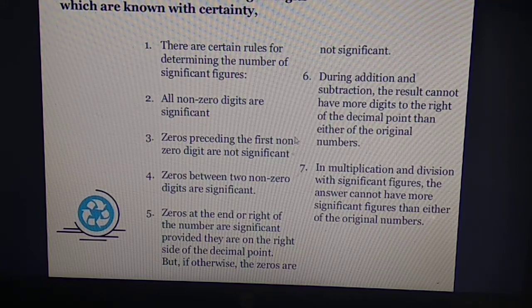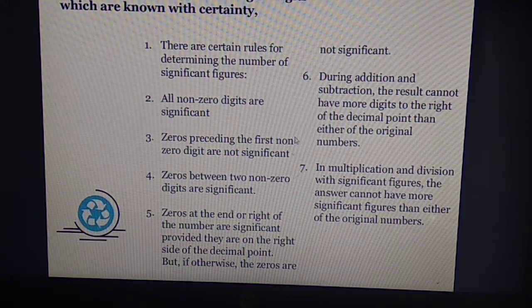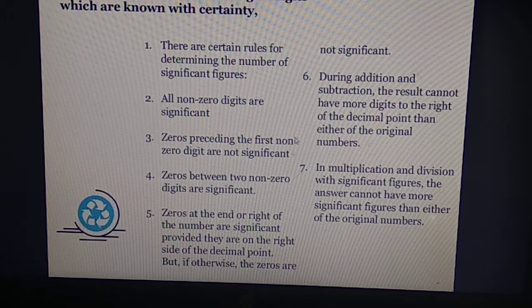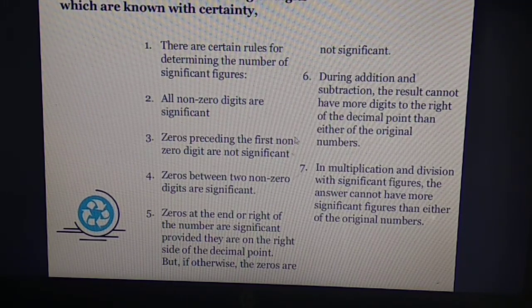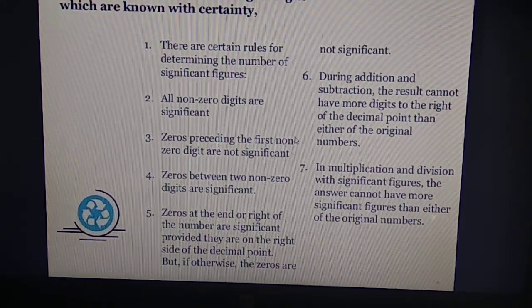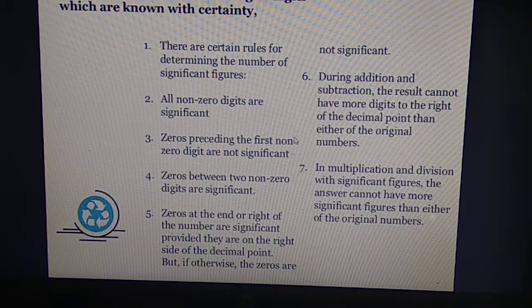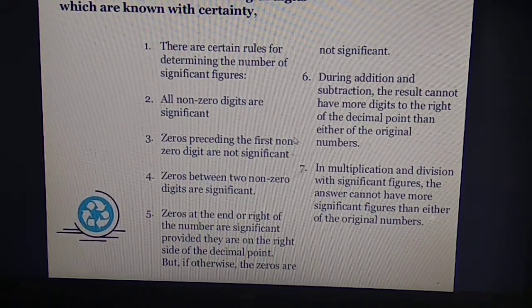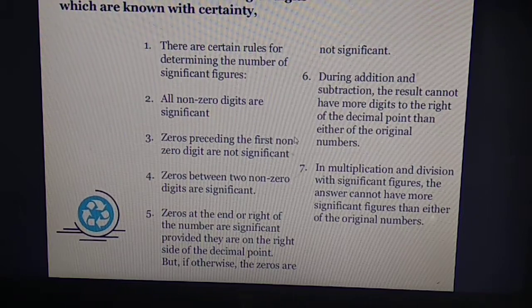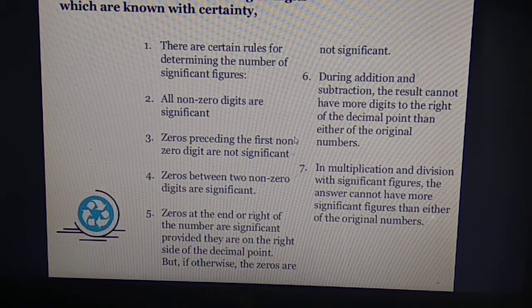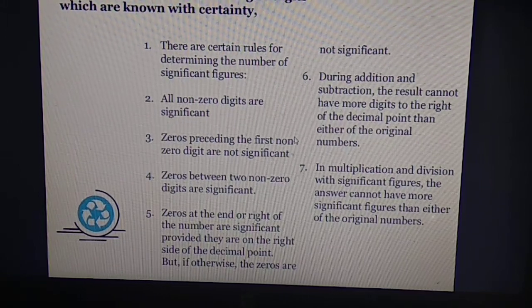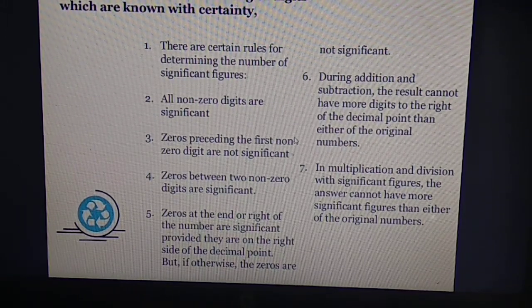Another important rule, students, is for counting numbers. Suppose 20 balls, how many significant figures? Infinite. Because 20 balls can be written as 20.00, 20.0, 20.000, 20.0000; you can give as many zeros as you like. So the significant figures for counting numbers are infinite. So these are rules 2, 3, 4, 5, and another rule for counting numbers. These are 5 very, very important rules.